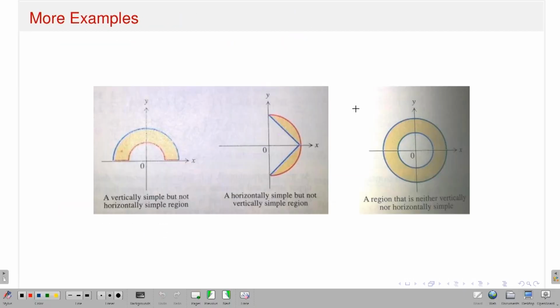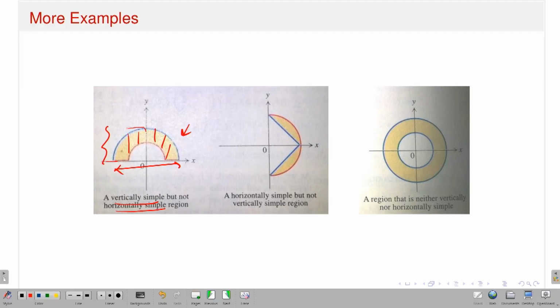Okay. Some examples, of course, which are not vertically simple or not horizontally simple. For example, these are the domains. This one is vertically simple, but not horizontally simple. Why? Because vertically simple means x is fixed, x should run from this to this, and y should run from some curve to another curve. So this is fine. It is vertically simple, but it is not horizontally simple. Why? Because y varies from where to where? This is my y range. So y varies from this to this, but there is no fixed curve.